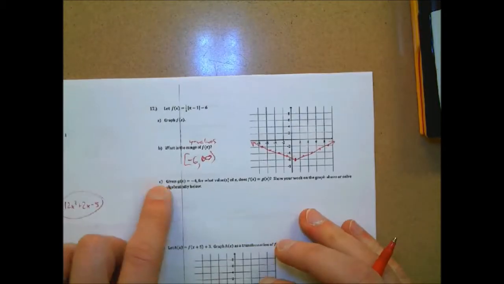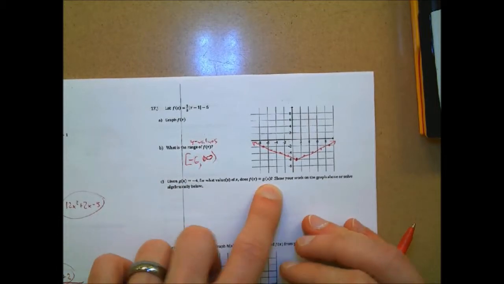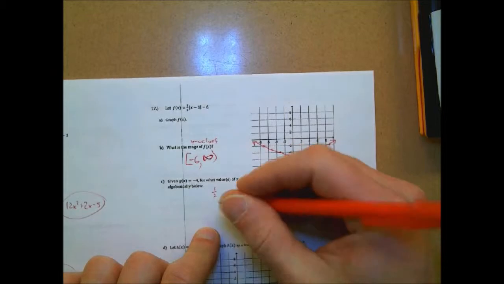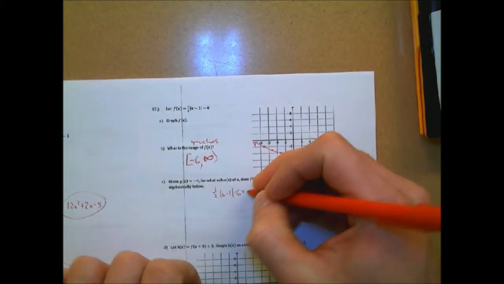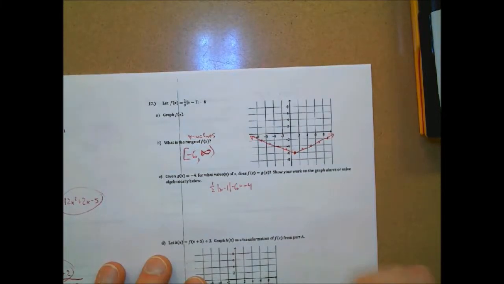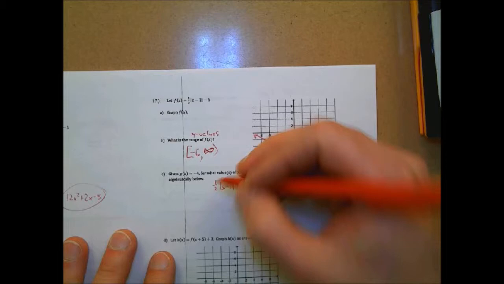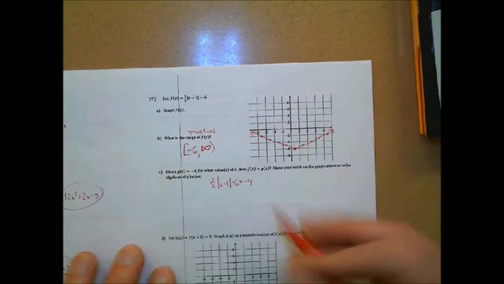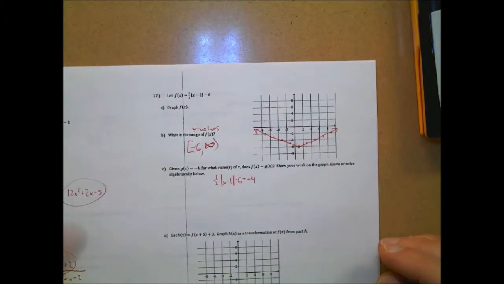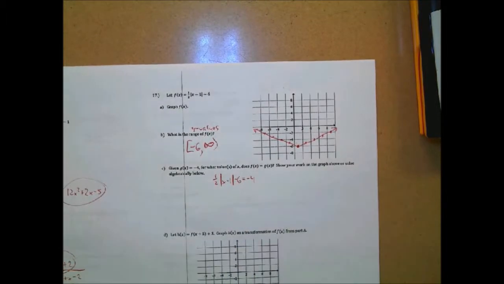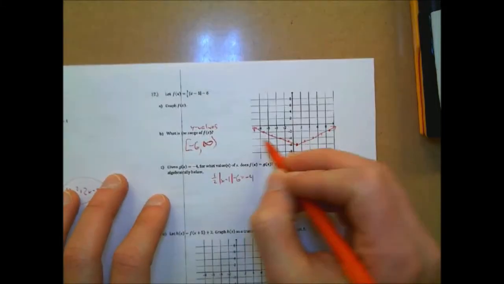C, given g of x equals -4, for what values of x does f of x equal g of x? In other words, we want to take our f of x here and set it equal to our g of x of -4. Now, a couple options you could do here. One, you could just solve this using algebra. Add the 6 over, multiply both sides by 2, break it up into 2 equations. You could graph the left-hand side, graph the right-hand side, find the points of intersection. But you already have the graph right up here, and we can graph -4 very easily. It's just going to be this horizontal line.